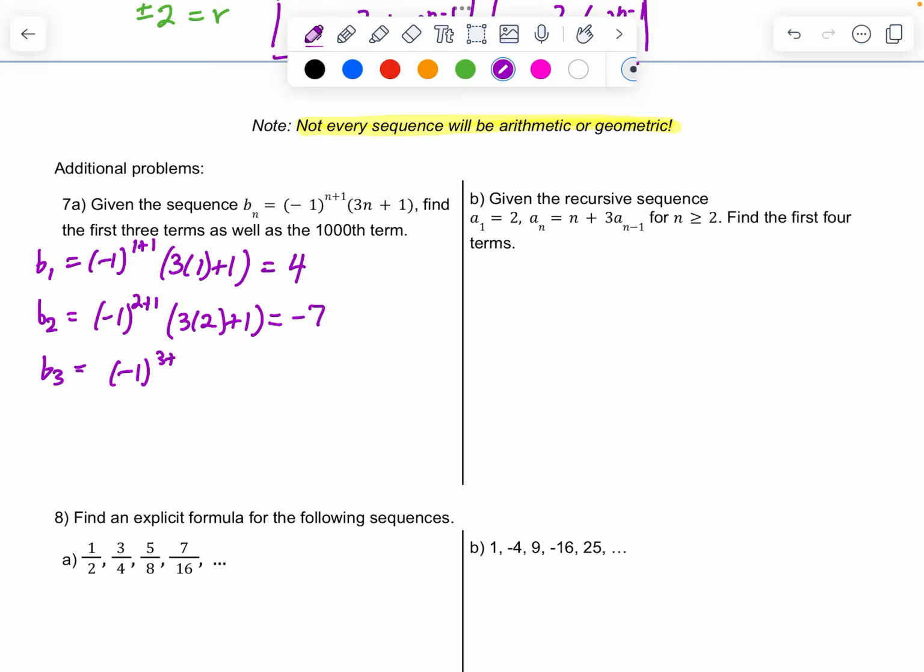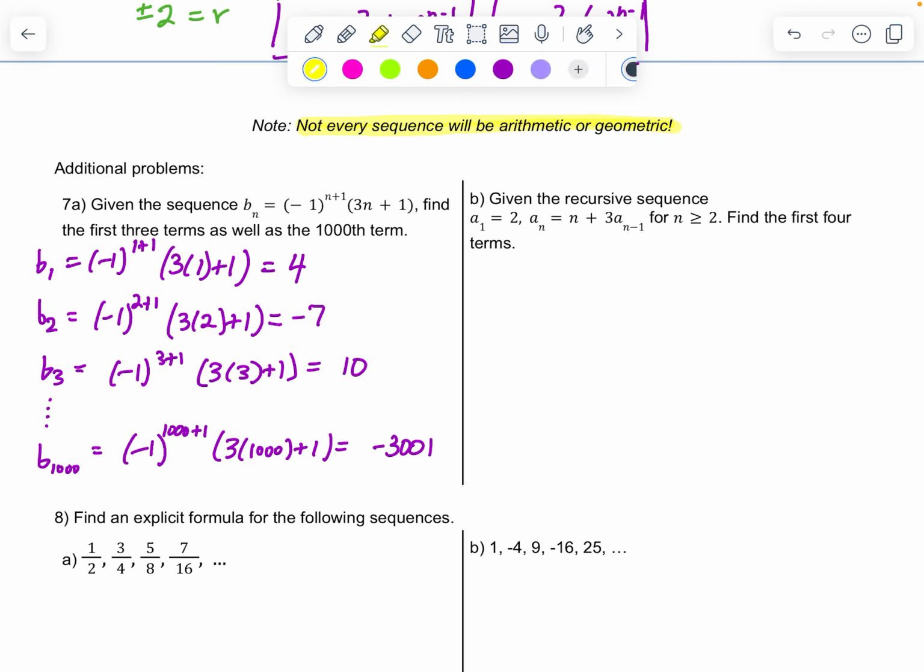Negative 1 to the 3 plus 1, 3 times 3 plus 1. You're going to get 10, plugging in 3 for n. And then it also wants us to find the 1000th term, so I'll plug in 1000. And this you get negative 3001. So there we go. You can just plug in n and get your terms.